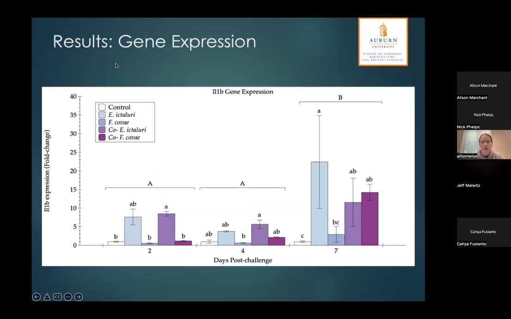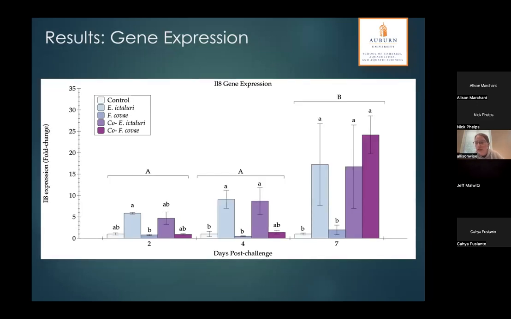And then for my gene expression data, similar results were found: in the H. pylori, co-H. pylori, and the co-FC groups, we saw the most expression of the IL-1 beta gene. We saw that it was highest at 7 days, and it was significantly upregulated compared to 2 to 4 days post-inoculation. Similar results were also found in the other pro-inflammatory cytokines that we investigated.